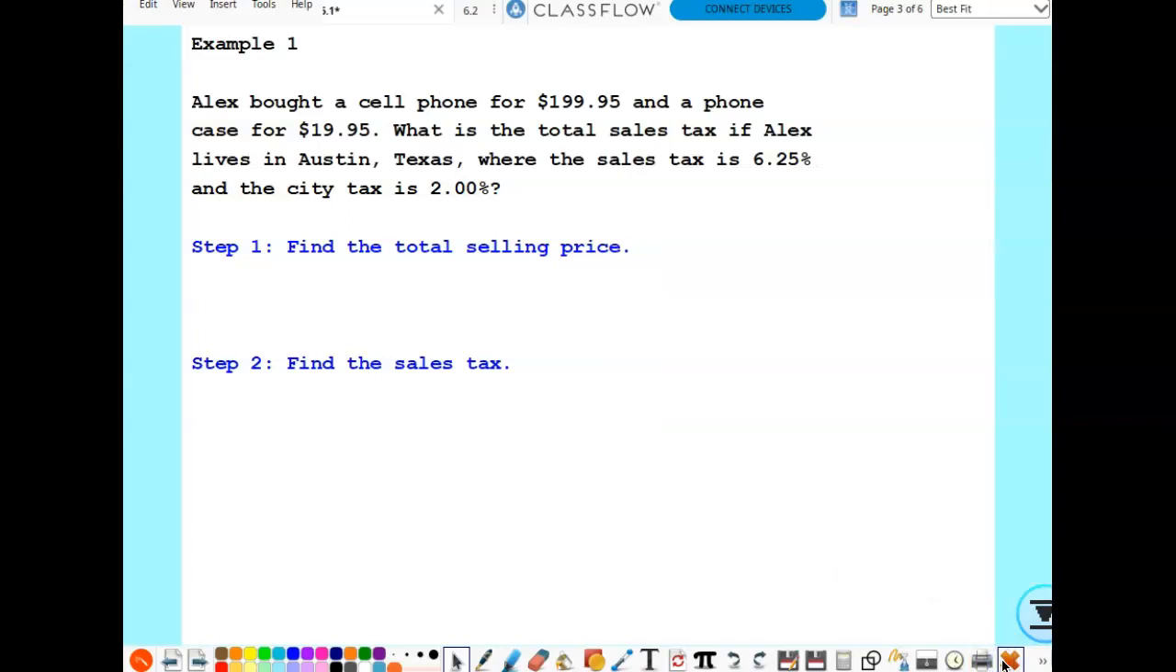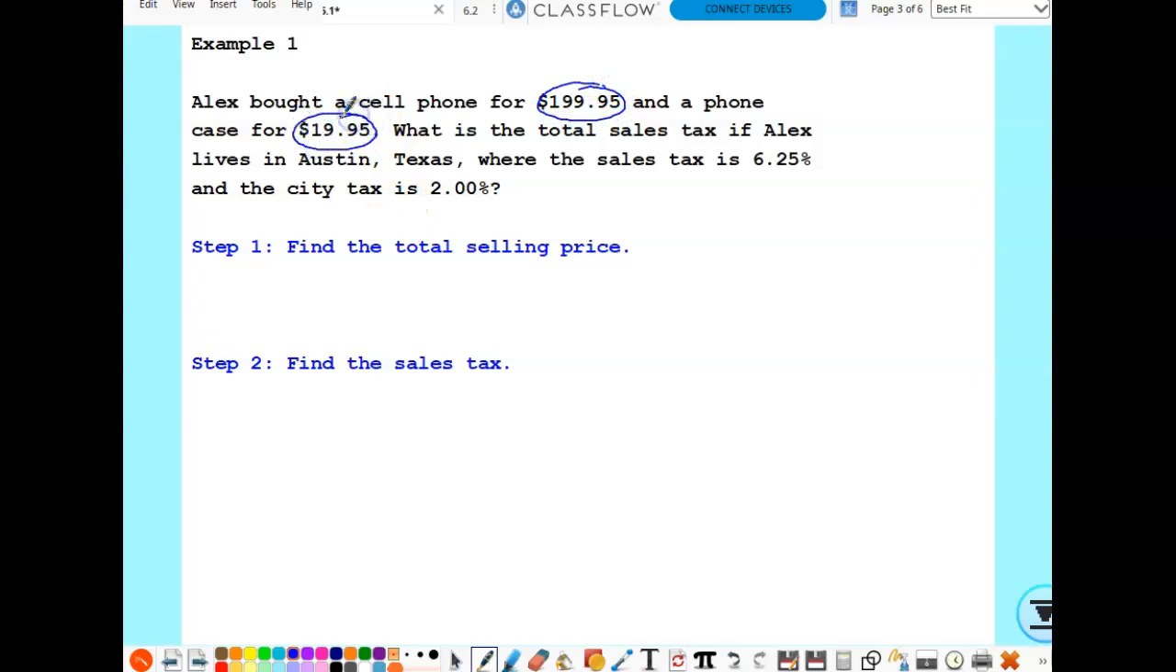All right, so Alex bought a cell phone for $199.95 and a phone case for $19.95. And we want to find the total sales tax if he lives in Austin, Texas, where the sales tax is 6.25% and the city tax is 2%. So first thing we want to do is calculate the total selling price. The selling price is just like the subtotal, right?